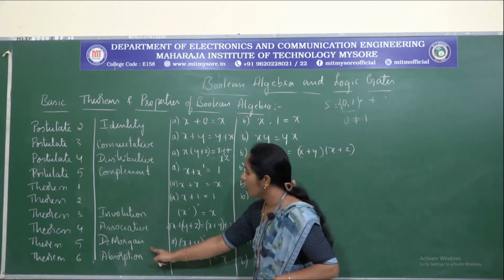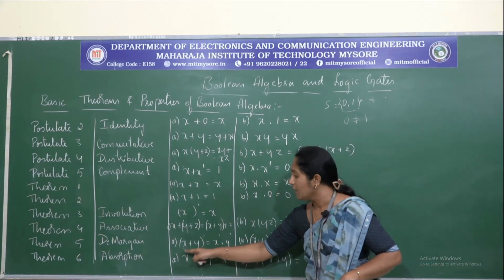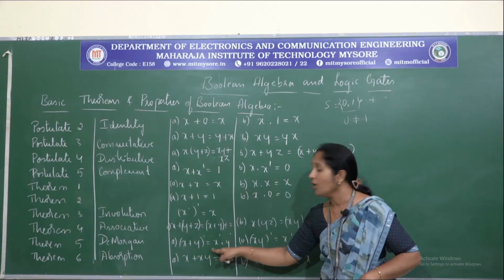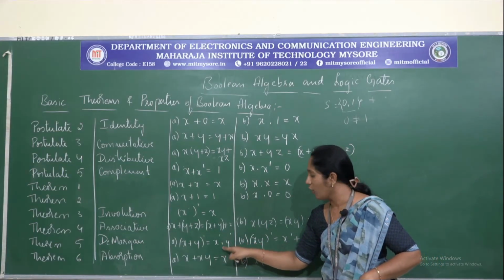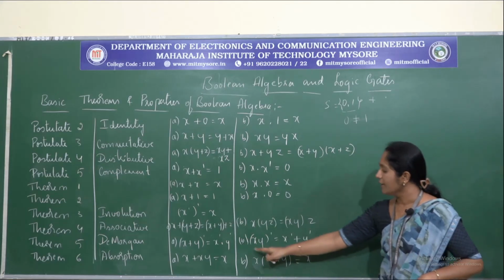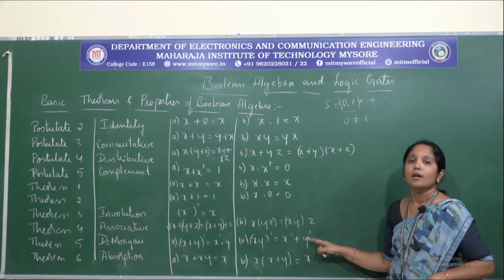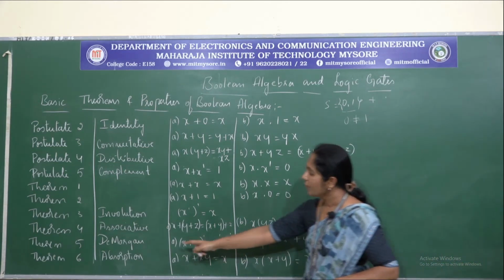Next we have De Morgan's theorem. De Morgan's theorem states that the complement of the sum of two variables is equal to the product of the individual complements. The other version is that the complement of a product is equal to the sum of the individual complements. So that is the fifth theorem.